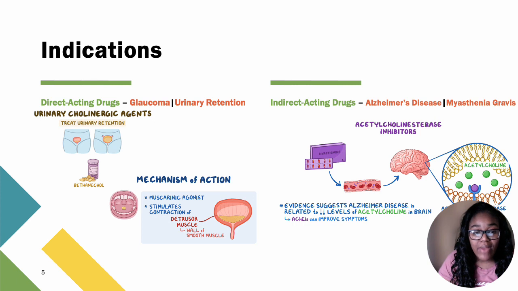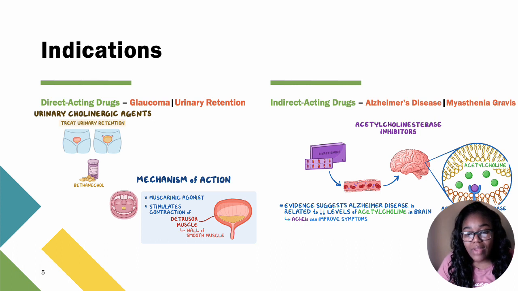So again, direct acting cholinergics particularly are used for glaucoma and urinary retention. We do have different examples of that. We have carbachol, pilocarpine, and echothiophate, and these again are used to decrease our intraocular pressure, whereas bethanechol is used for urinary retention. As far as our indirect acting drugs are concerned, again, these are more stimulated by acetylcholinesterase inhibitors. And when we talk about that, this is something that helps to increase the levels of acetylcholine in the body.